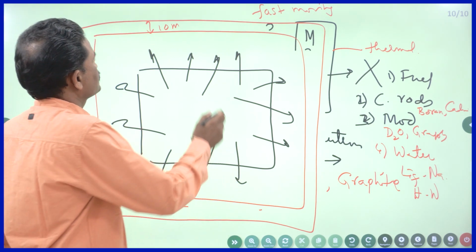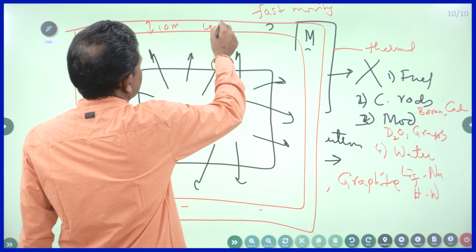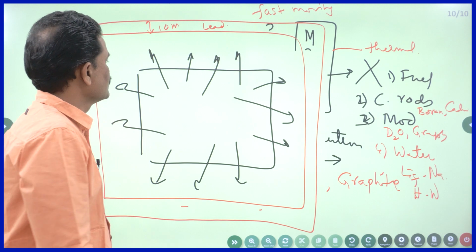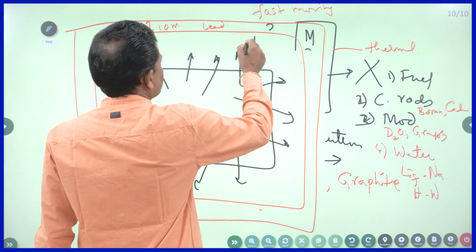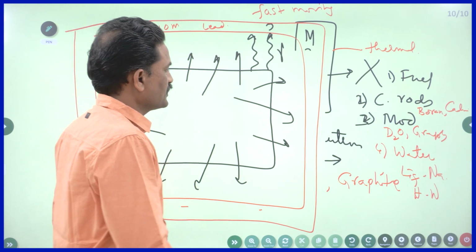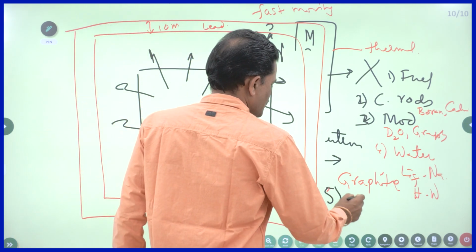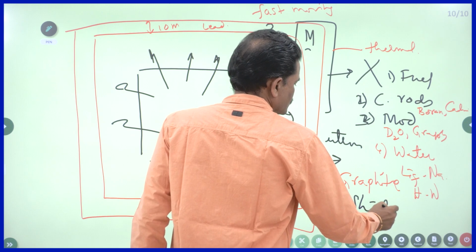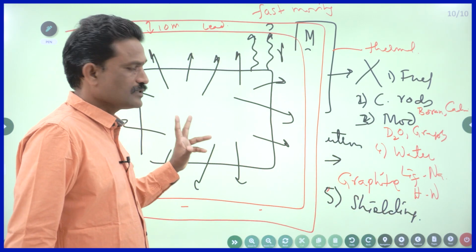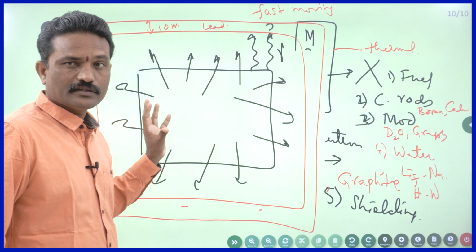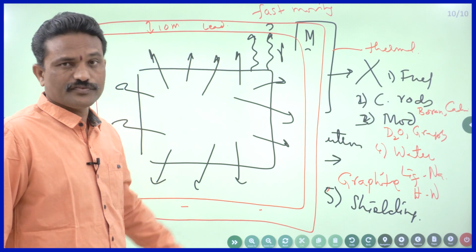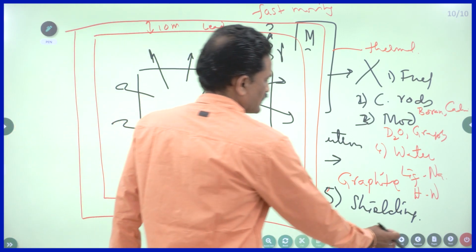They also have some lead sheets in it. So this lead and this concrete stop the outgoing radiation, like gamma radiation. So these are very, very important. The fifth one is shielding. You are shielded from this dangerous, hazardous radiation. Is this clear? Right. So you have to write these 5 parts and you have to draw the diagram.